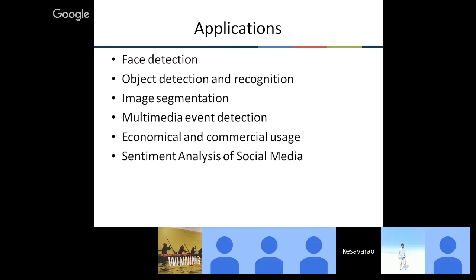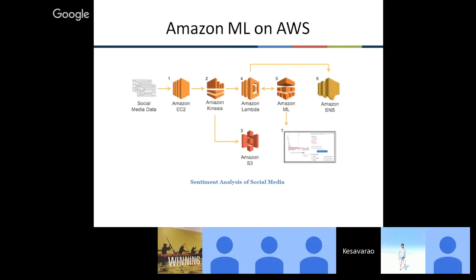You can use it for face detection. Suppose New York City may be doing so much face detection with tons of images captured in so many cameras and sensors all over the city. And face detection is one of the biggest things for New York City, based on so many images in their database, tons of them. The object detection and recognition, image segmentation, multimedia event detection, economical and commercial research, sentiment analysis of source. So a lot of this stuff, right?